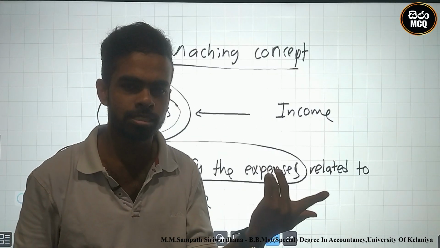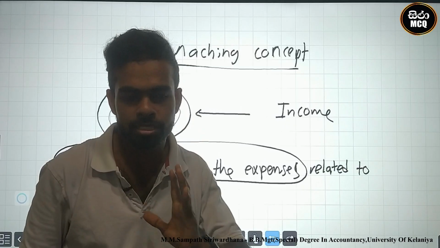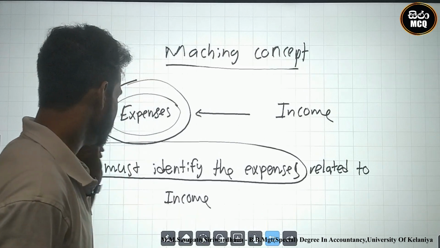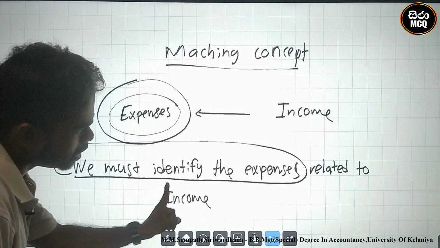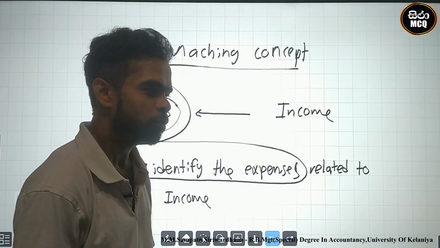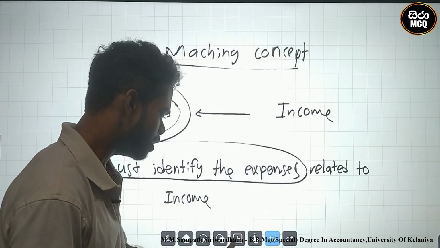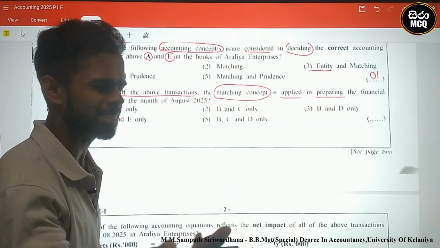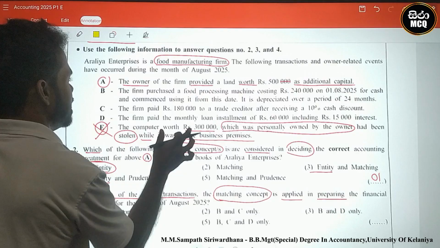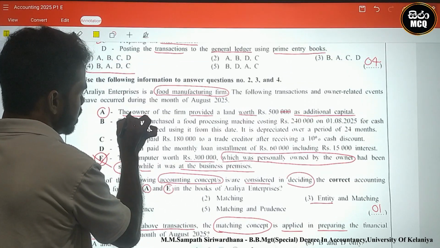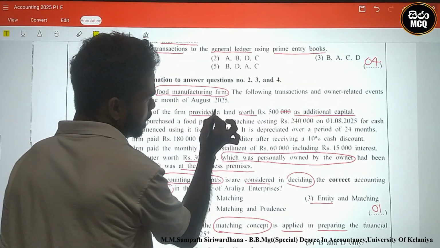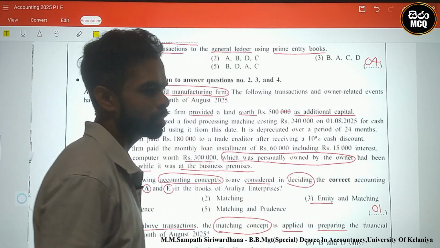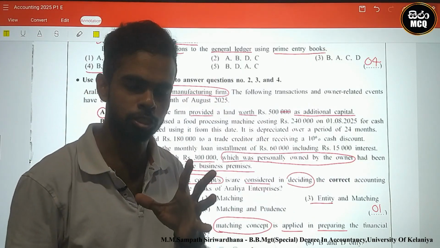Therefore, all expenses are related to which concept? The matching concept. Why? The matching concept is the guideline to identify expenses. In that case, which transactions are expense related? First one, the owner of the firm provided land worth 500,000 as additional capital. This is additional capital. No, there is no expense, so this is rejected.